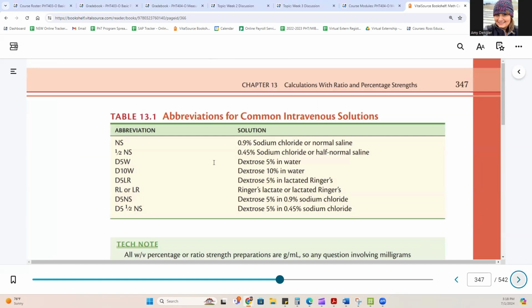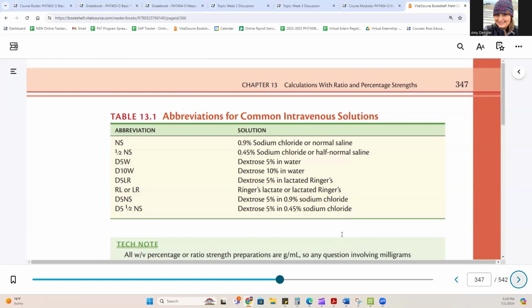So we have this chart on abbreviations for common intravenous solutions. Knowing these abbreviations, just like knowing your SIG codes, is going to be very important because a lot of the problems are just going to assume that you know them and not give you the specific information. It might just say how many of this in normal saline. It's not going to say 0.9% sodium chloride. And that is how it will be on the PTCB exam.